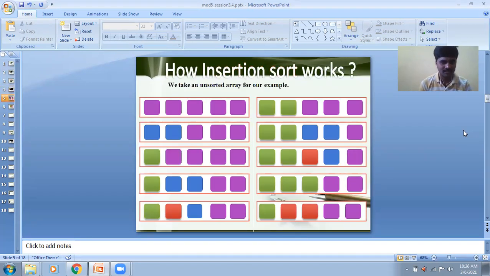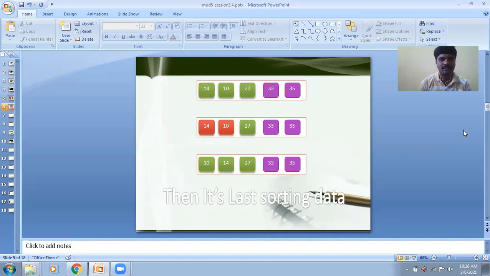We have so many colors here, around 5 to 6 colors. In that total number of colors, we have to represent the numbers. So 14 is represented the same way in the red color also. So here is the sorted data.